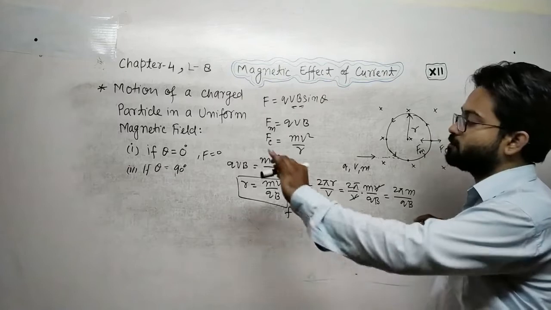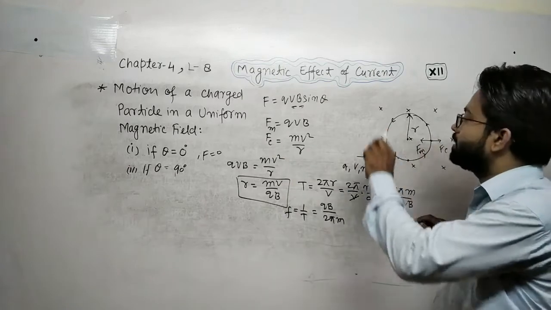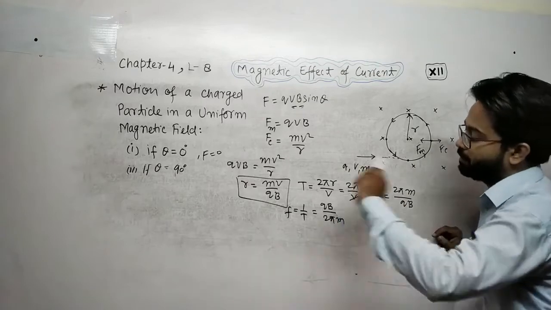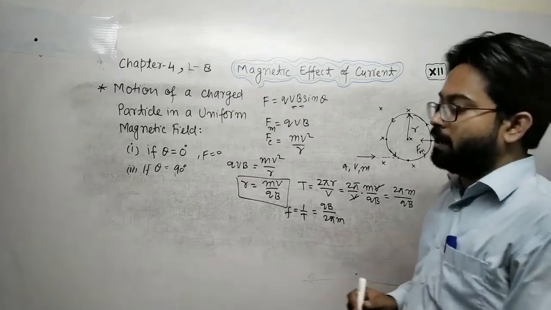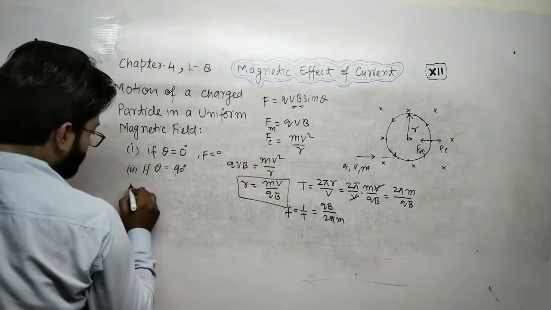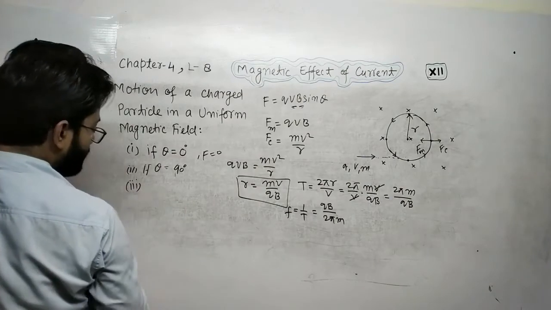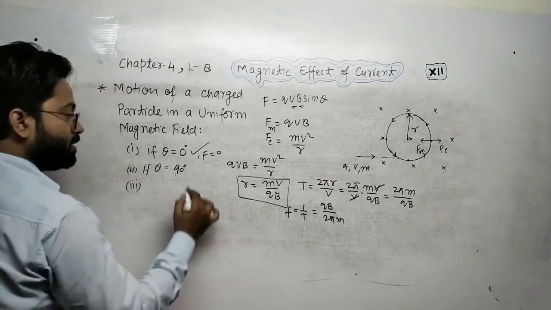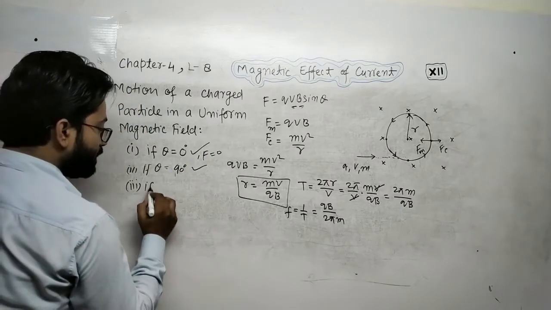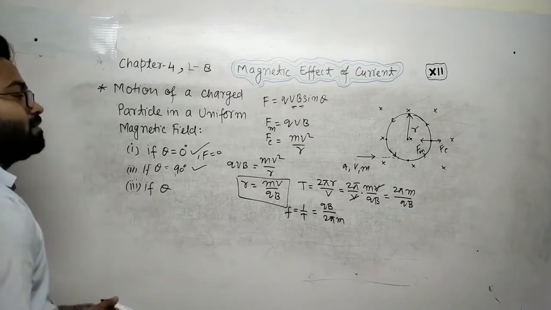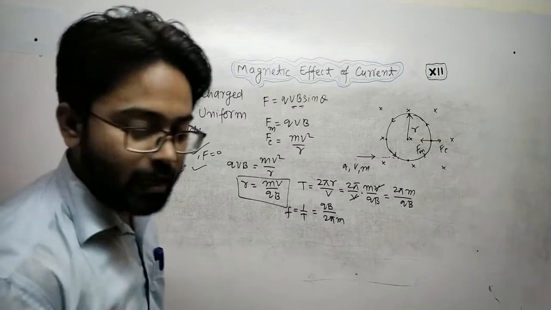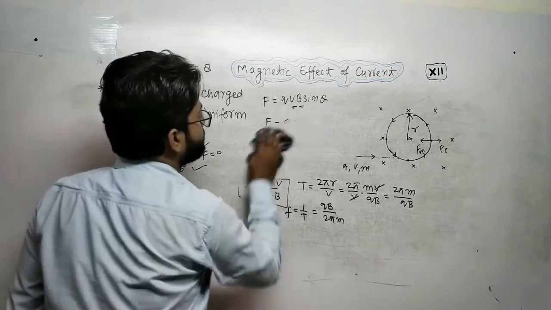or in other words, we can say that the charged particle is entering the magnetic field perpendicularly. But it is not possible that the charged particle will only enter at 0 degree or 90 degree. Let us suppose the charged particle enters the magnetic field at any arbitrary angle, that is theta.